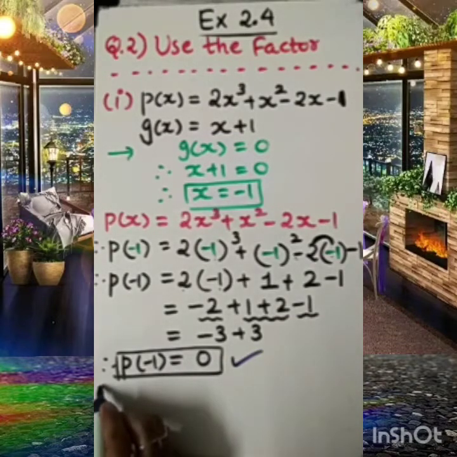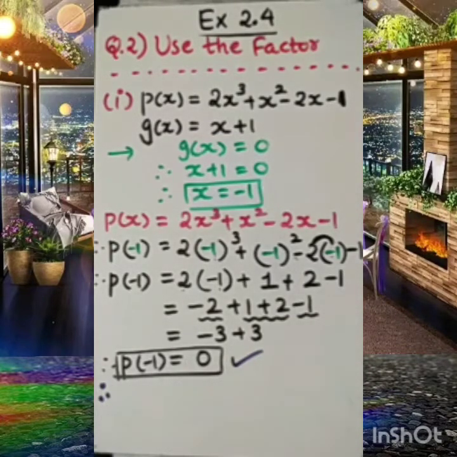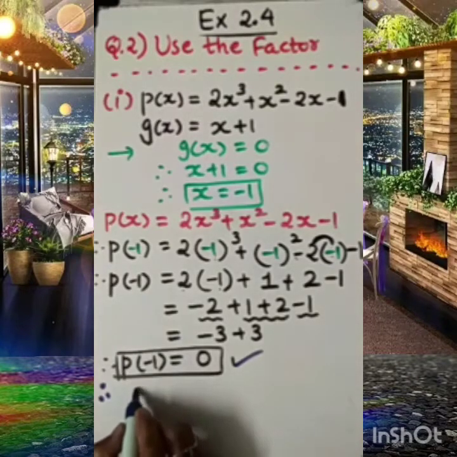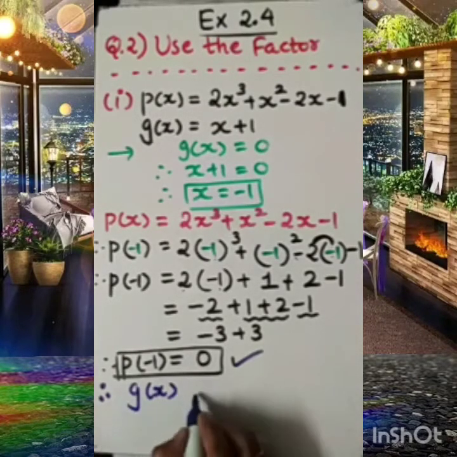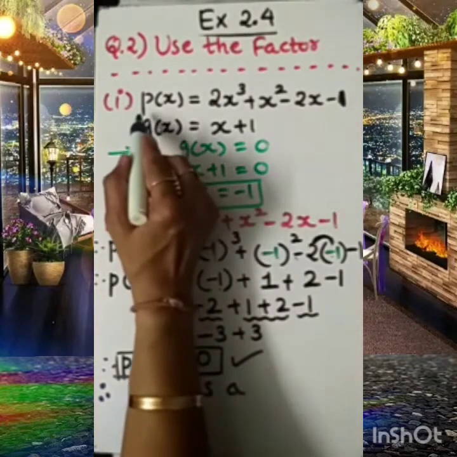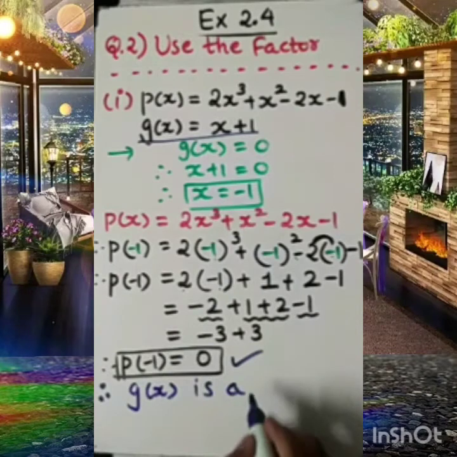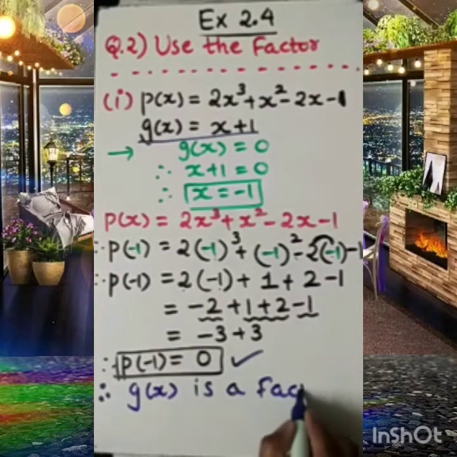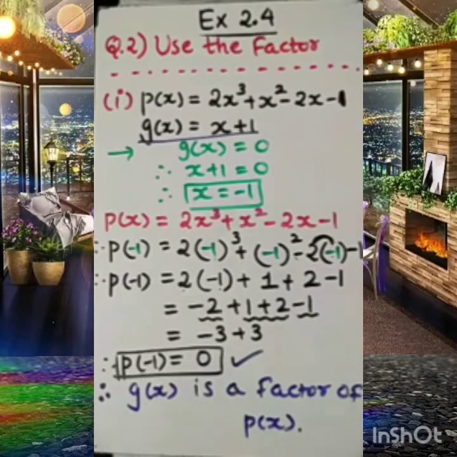Therefore, we need to write the final answer. Therefore, g(x) is the other polynomial. So, we need to write g(x) is a factor of p(x). This is g(x), right? g(x) is a factor of p(x). This is the complete solution.